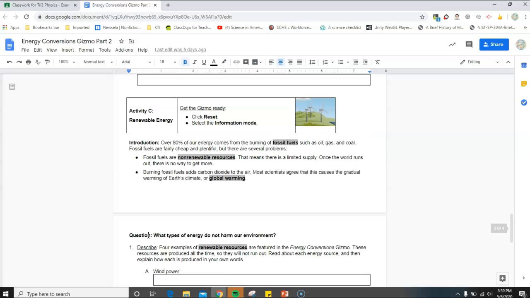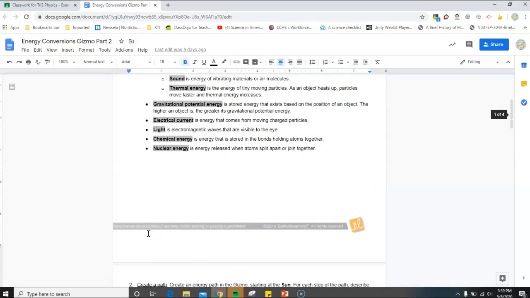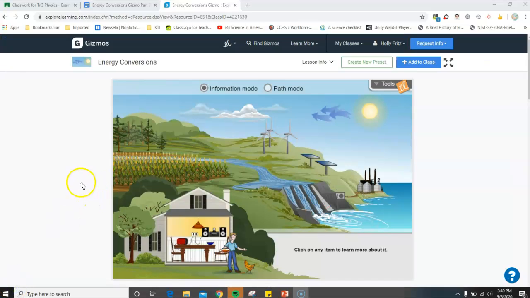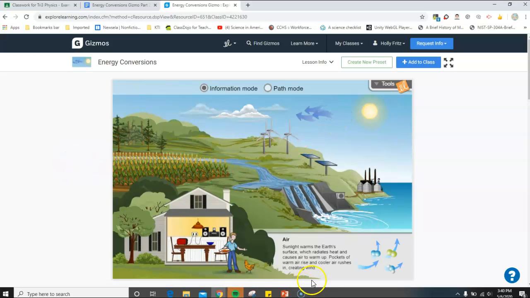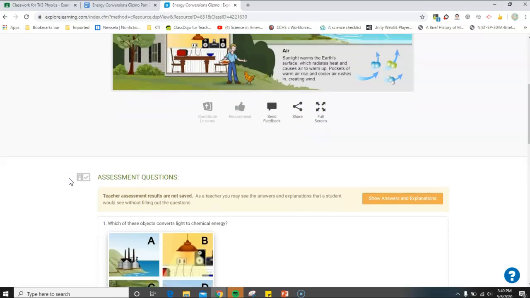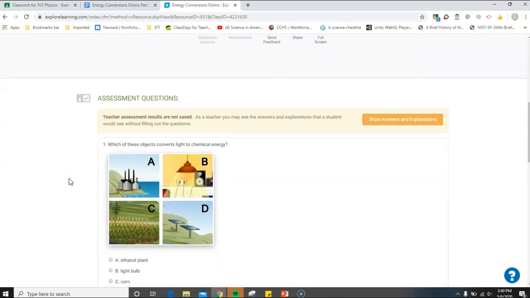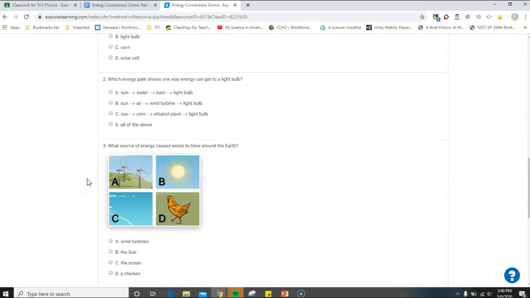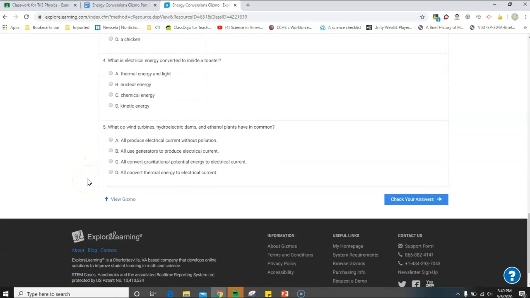So let's look at our gizmo. Give me 1 second to pull it up here. So this is what the gizmo looks like as you have it opened. For this last part, you're going to go back to information mode, and as you click on wind, it does tell you about the types of conversion that happens right here. But what I want to draw your attention to is if you scroll down, here are those assessment questions. So answer each one of these. There are 5 of them.